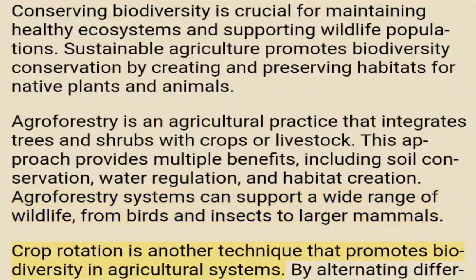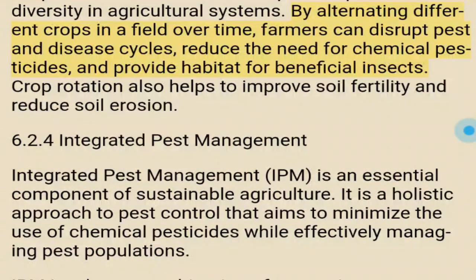Crop rotation is another technique that promotes biodiversity in agricultural systems. By alternating different crops in a field over time, farmers can disrupt pest and disease cycles, reduce the need for chemical pesticides, and provide habitat for beneficial insects. Crop rotation also helps to improve soil fertility and reduce soil erosion.